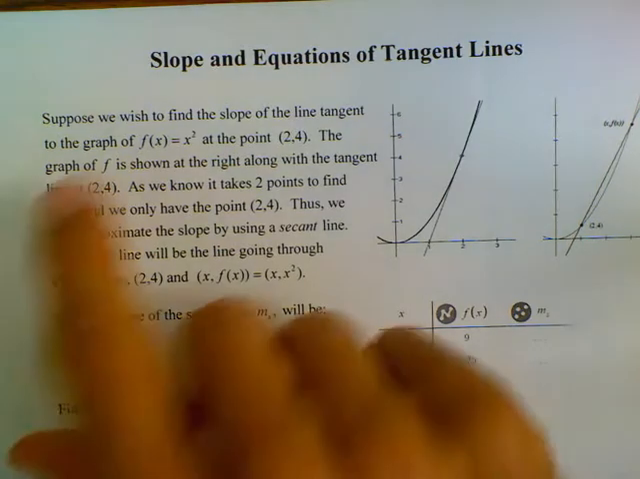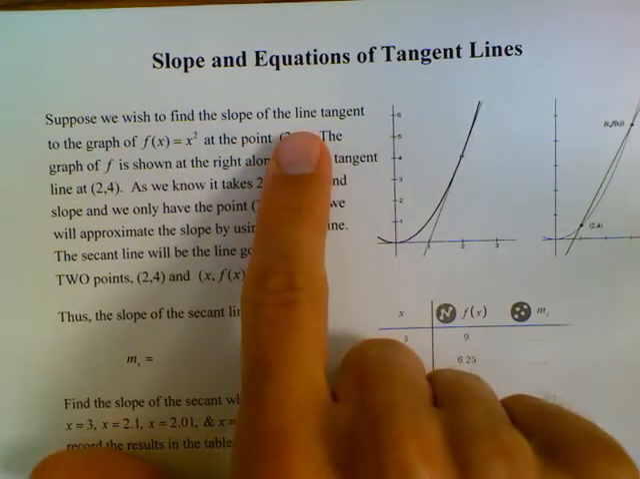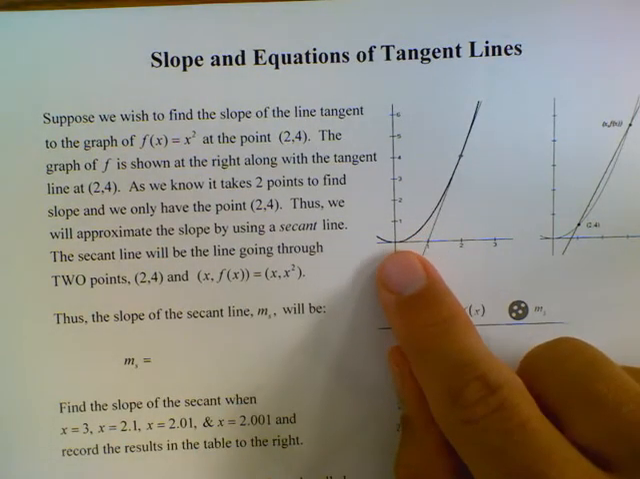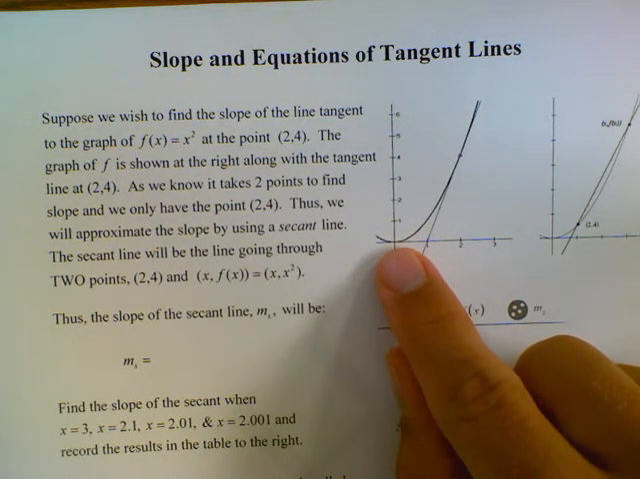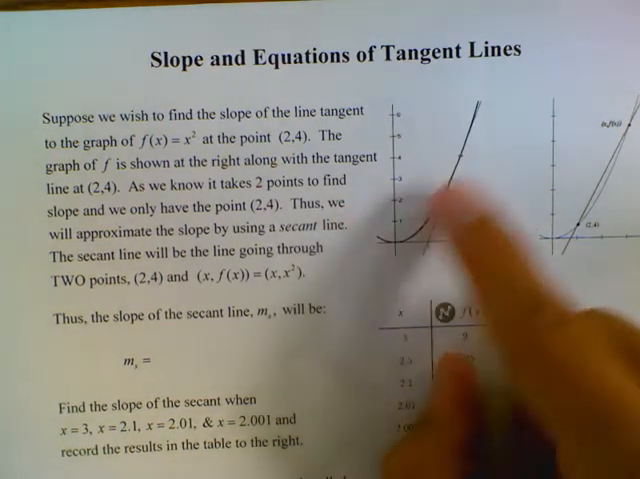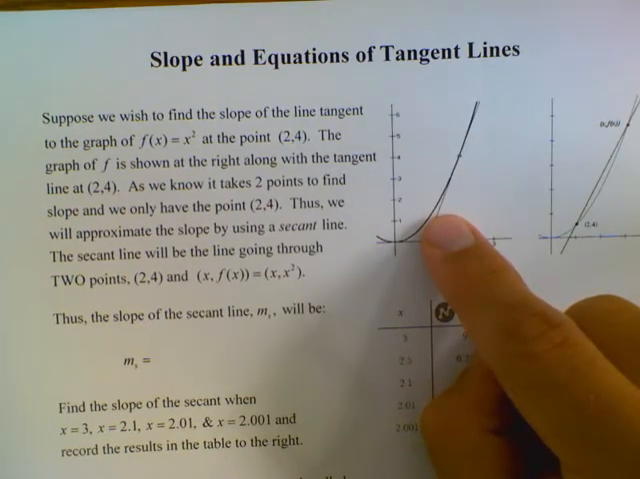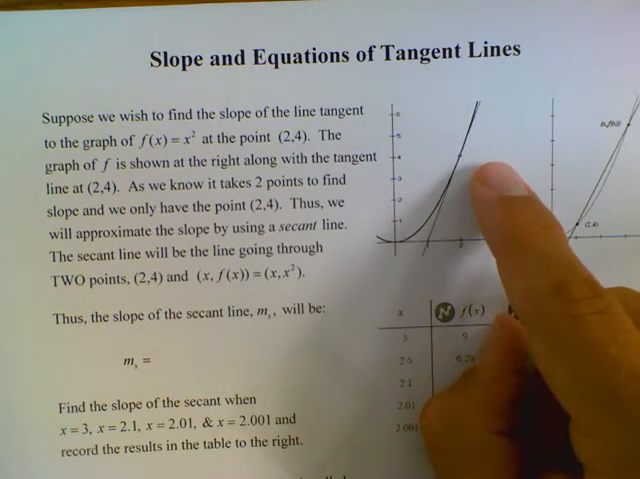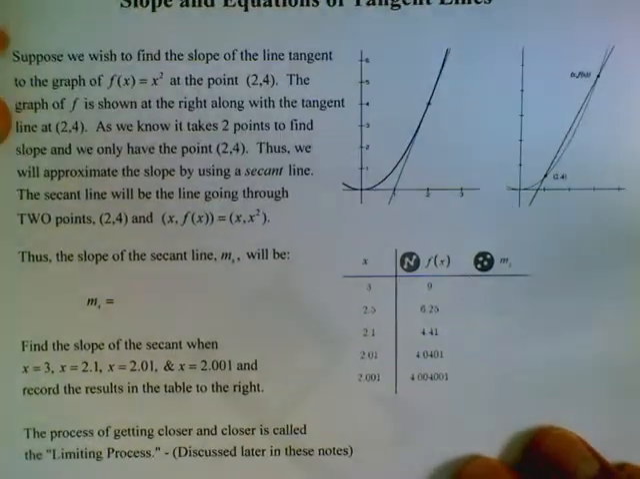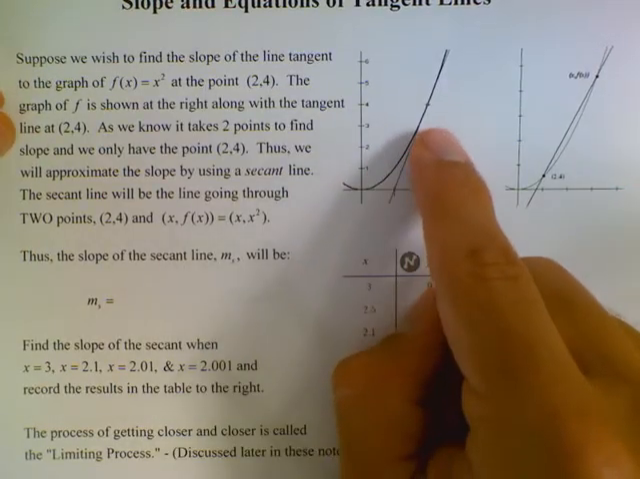It says, suppose we wish to find the slope of the line tangent to the graph of f of x equals x squared. That's our parabola. Okay? At the point 2, 4. The graph of f is shown at the right along with its tangent line at 2, 4. As we know, it takes 2 points to find a slope, and we only have the point 2, 4.